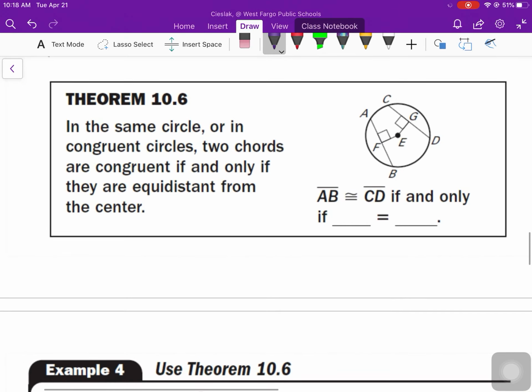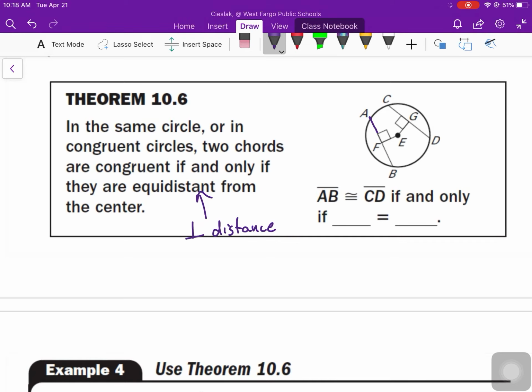All right, theorem 10.6 says in the same circle or in congruent circles, two chords are congruent if and only if they are equidistant from the center. I want you guys to add this in here because we haven't talked about this in a while. When we talk about two lines being a certain distance from a point, it's always got to be the perpendicular distance because that is the shortest possible distance. That's taking us back to like chapter 3.